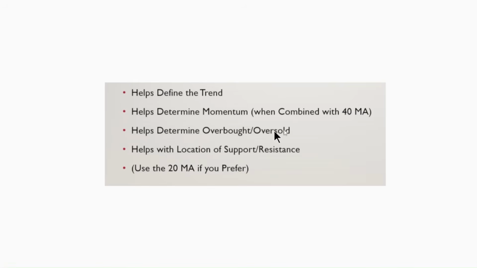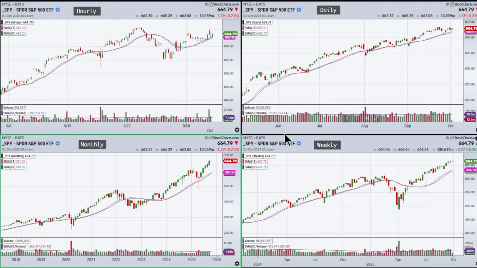And then also it's a good overbought, oversold indicator as well, something we can use to quickly view whether a stock is overbought or oversold. And then it can help with location of support and resistance as well. And then I also use it as a longevity signal. If a trend has been in place for a very long time, then we know it's probably getting ready to end. Kind of like what's happening with the daily chart.